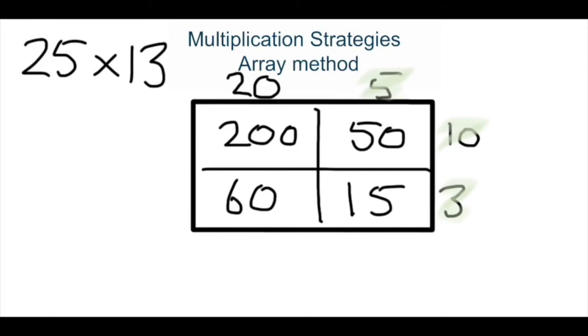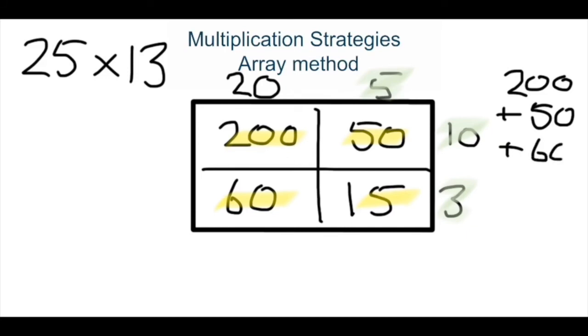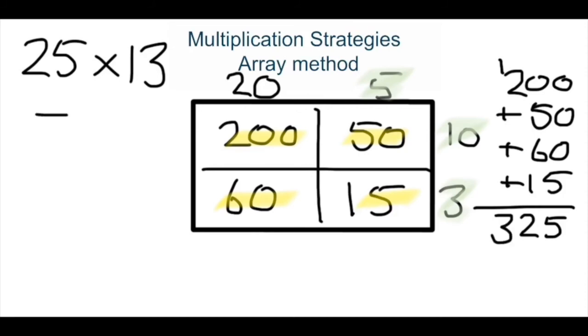Now we do very similar to our lattice method, where we times each of these numbers to get the value in the box. We do 5 times 10, which is 50, 5 times 3, which is 15, 20 times 10 is 200, 20 times 3 is 60. And how we get our answer for this one is we take each of our values inside our array and we actually add them together. So 200 plus 50 plus 60 plus 15. So our units column is 5, our tens column is 5 plus 6 plus 1, which gives us 12, and our hundreds column is 2 plus 1, which gives us our answer of 325 again.